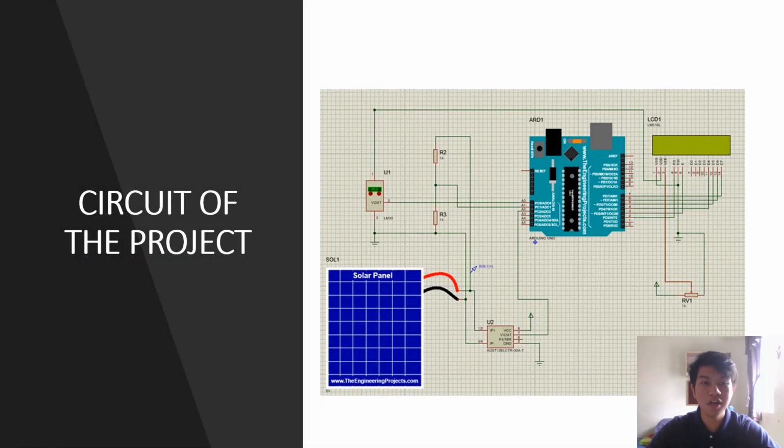So this is our circuit of the project. As you can see here, there are our temperature sensor and current sensor. For the voltage, we use a voltage divider, which is connected to the Arduino microcontroller. Then the measurements will be displayed on the LCD.